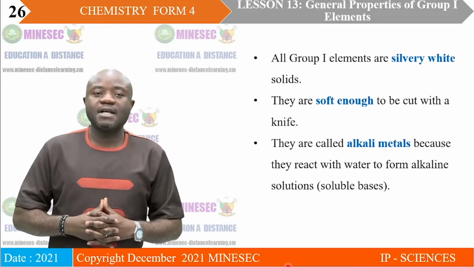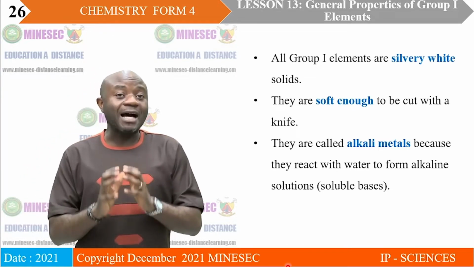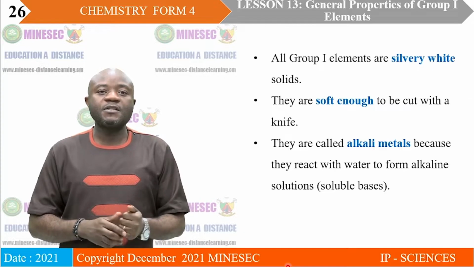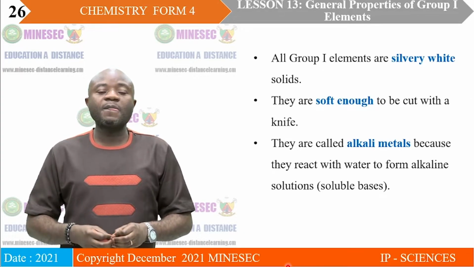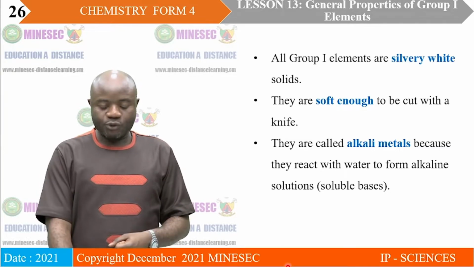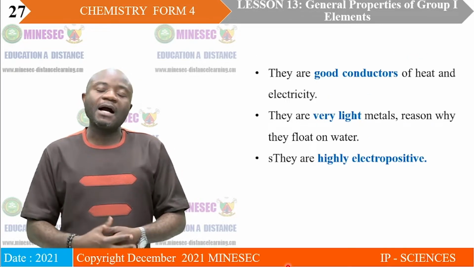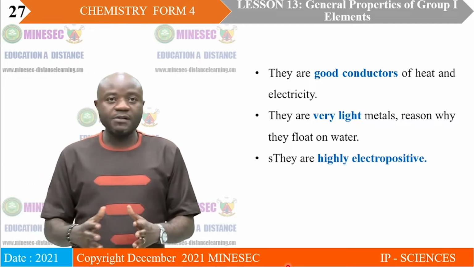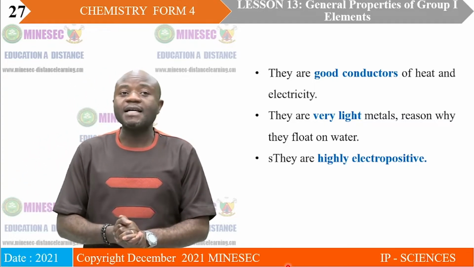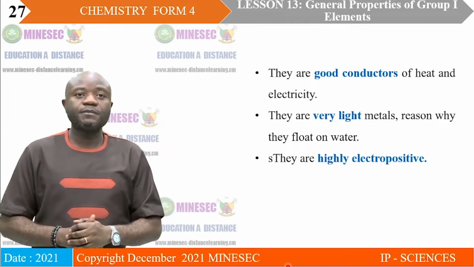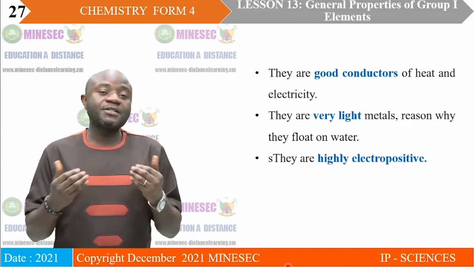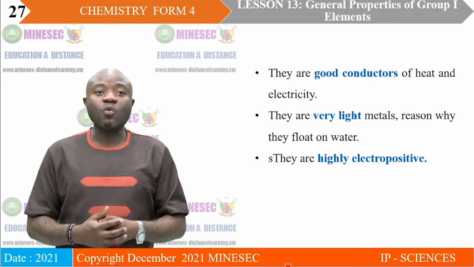Group 1 elements, as we all know, are called alkaline metals. And the reason they are called alkaline metals is because when they react with water, they form alkaline solutions, which are soluble bases. Group 1 elements are metals, and for that reason, they are good conductors of heat and electricity. They are also very light metals, as we saw, and that is the reason why they float on water.